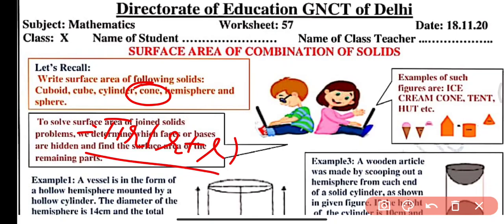So now cone, so surface area of cone will be pi r into (r plus l), where r is the radius of base of cone and l is the slant height of cone. So how to find slant height? Slant height will be under the root r square plus h square, where r is the radius of cone and h is the height of cone. So under the root r square plus h square will give us the slant height.